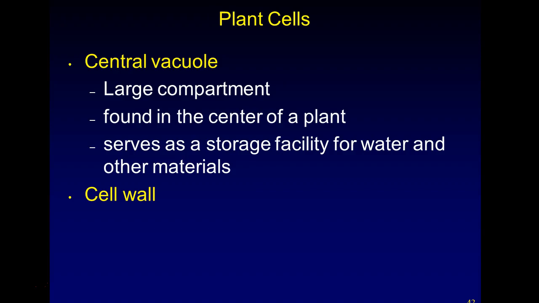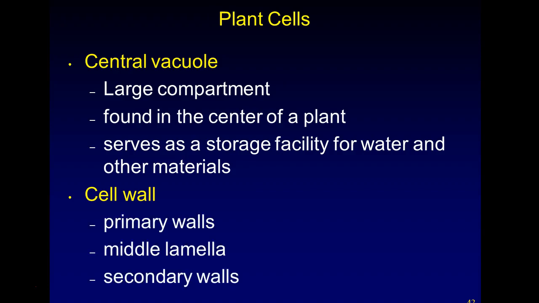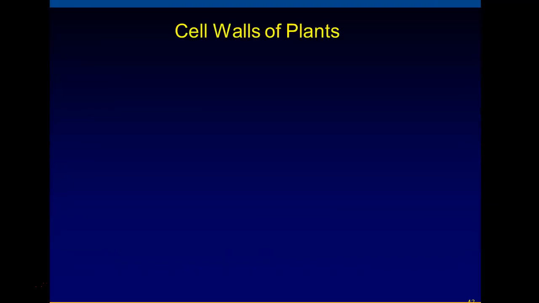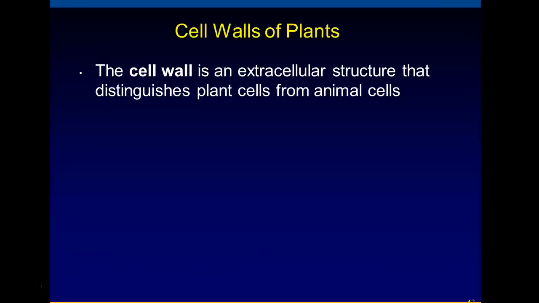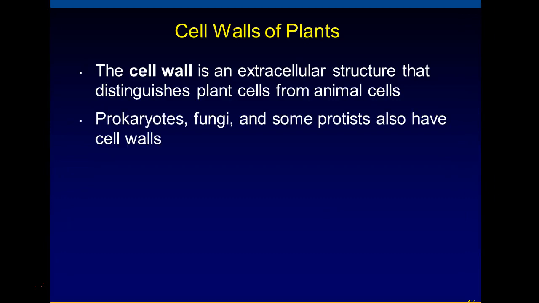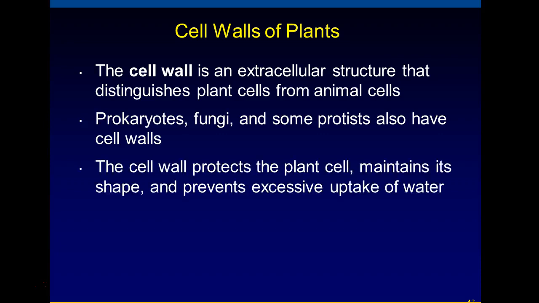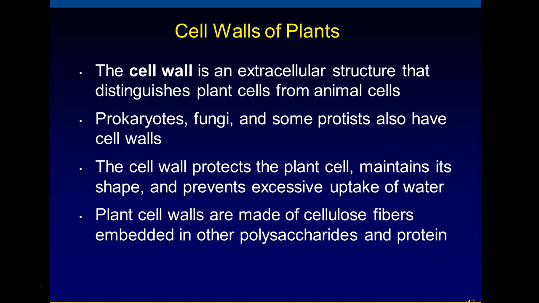The cell wall we are going to talk about in detail after this slide. It's got several components. So let's talk about the cell wall. The cell wall is an extracellular structure that distinguishes plant cells from animal cells. Prokaryotes, fungi, and some protists also have cell walls. The cell wall protects the plant cell, maintains its shape, and prevents excessive uptake of water. Plant cell walls are made of cellulose fibers embedded in other polysaccharides and proteins. So you see the word saccharide, you know sugar, you know carbohydrate, many carbohydrates, and protein.